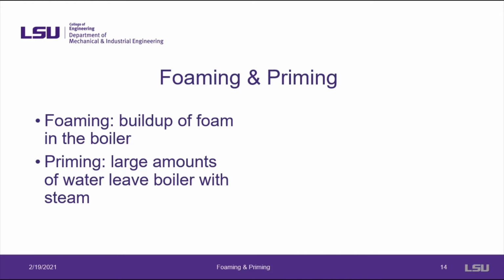Foaming and priming are caused by dissolved solids in the water and sudden changes in boiler capacity. Foaming and priming may be minimized through boiler blowdowns, purifying the boiler feed water, and regulation of the boiler's water levels.